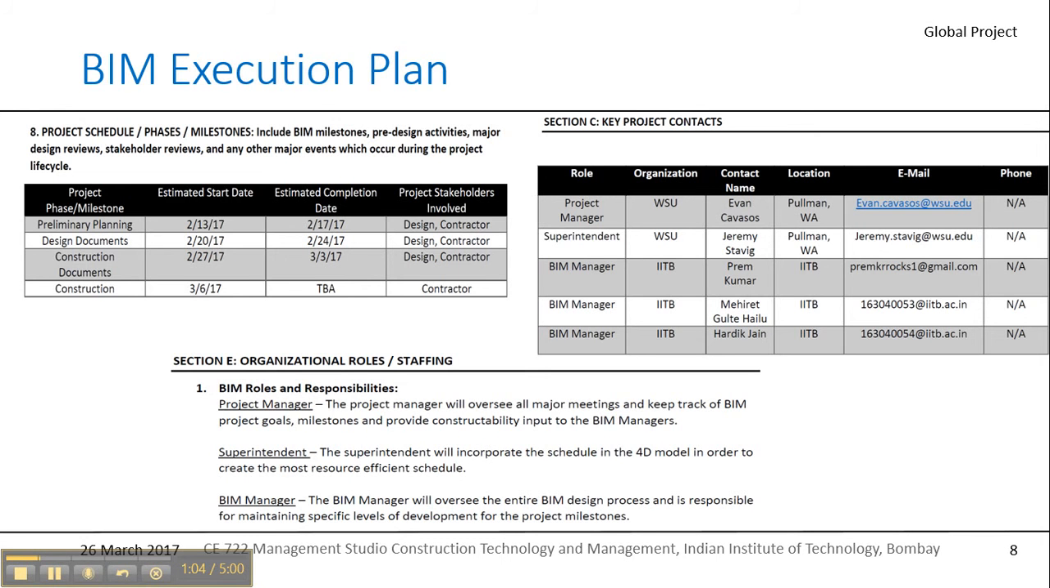The onus of the project manager was to oversee major meetings, keep track of BIM project goals, and so on. Likewise, there were responsibilities for different members. Then we set a timeline and milestones for ourselves so as to complete the project efficiently and on time. We identified a key contact person from each group to avoid confusion in communication. Since there was a difference in time zone, we planned when we would meet.